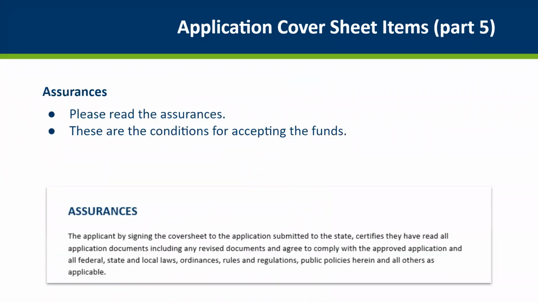And then the other thing that's really important about the cover sheet is that this is where the assurances are. And there's a number of pages of assurances. We're not going to talk through all of them today, but we do want to make sure that you and your IHE understand that the assurances are the conditions for accepting these funds. So if you apply for these funds, are awarded the funds and accept the funds, the assurances are the agreements that you have agreed to: the ways in which you can use the funds, and certain limits and expectations for those funds.